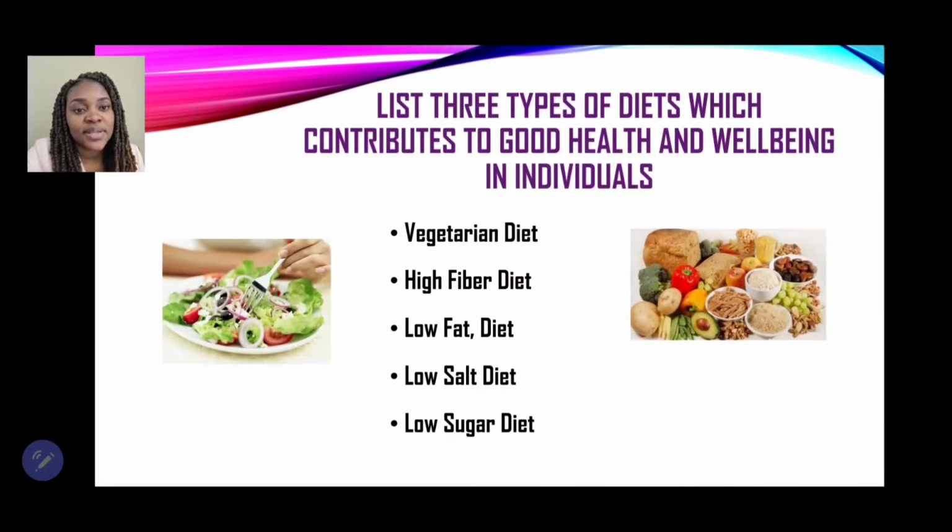So list 3 types of diets which contribute to good health and well-being. Ideal responses are vegetarian diet, high fiber diet, low fat diet, low salt, and also low sugar diets, right? So you can choose 3 from there. And if it asks you to describe, you should be able to tell what a vegetarian diet consists of, what a high fiber diet consists of, low fat, low salt, and low sugar, all right?